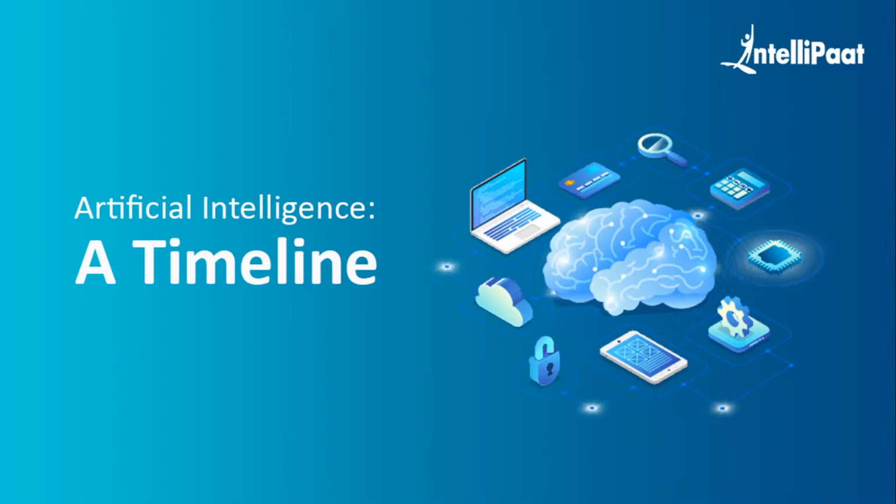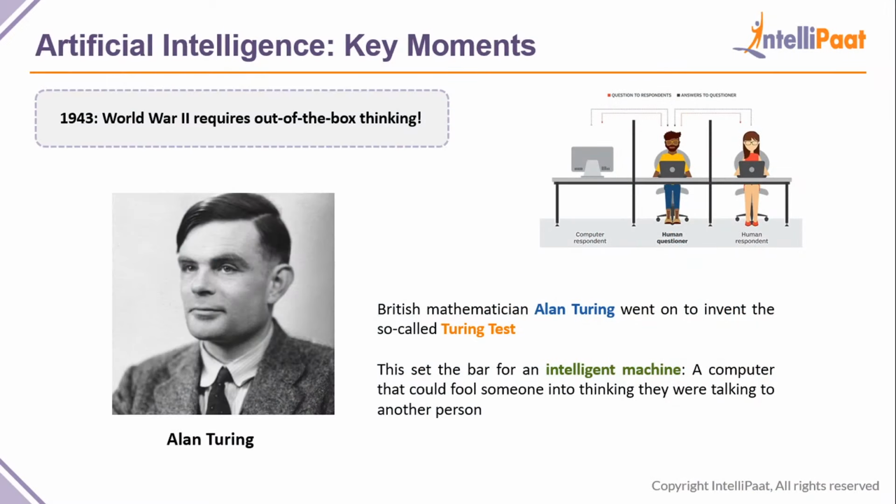So, coming to give you guys an idea about the artificial intelligence timeline, let's check this out. Let's head back to the key moments of 1943. Again, 1943, it was a time where World War II was happening, and it required some out-of-the-box thinking to make sure that someone could crack this particular language that the Germans used, which was called the Enigma. So, this Enigma machine was an encrypted device which was sending messages to all of its ships, submarines and whatnot.